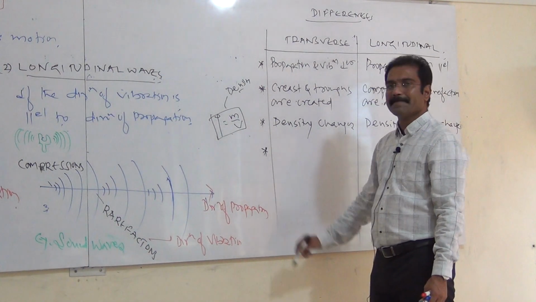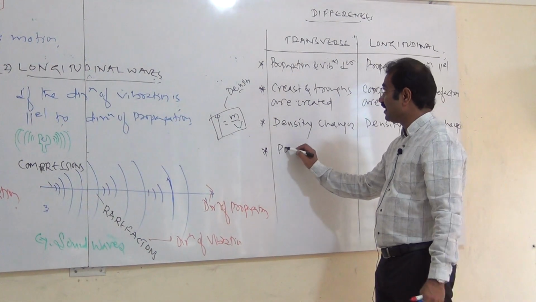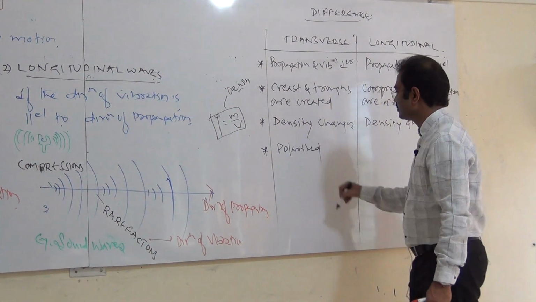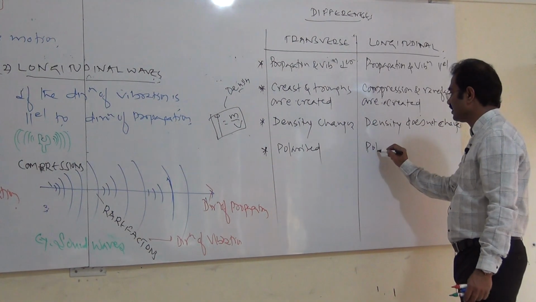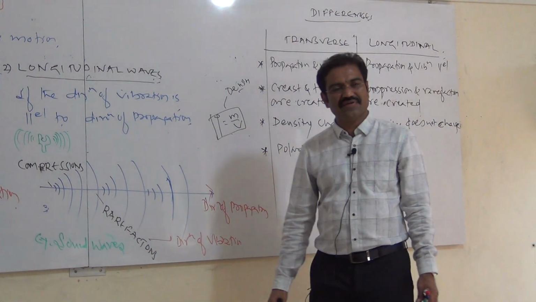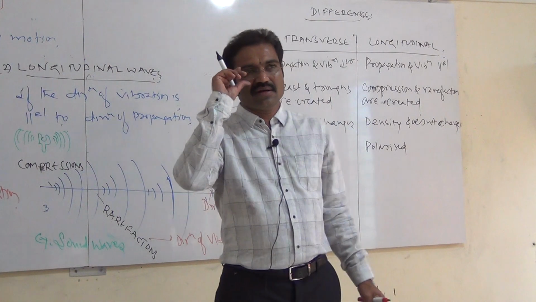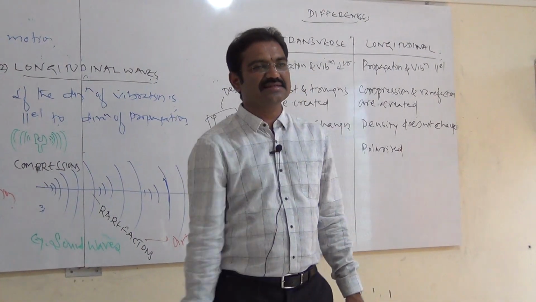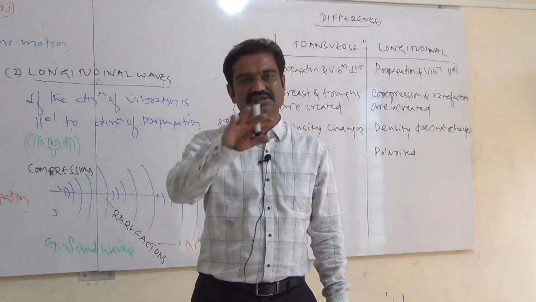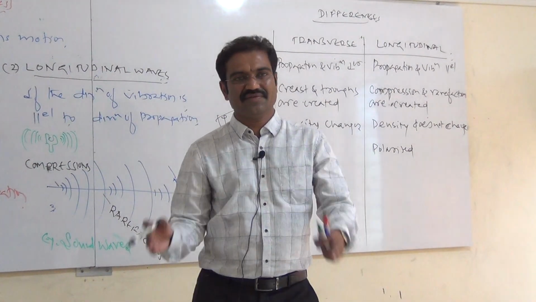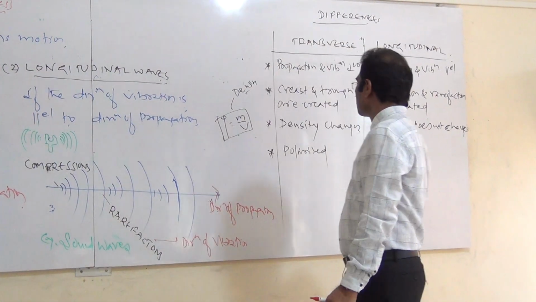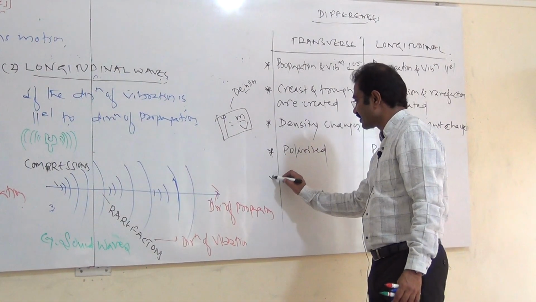Next point, these can be polarized, but these cannot be polarized. Polarized means you will have that definition in second year. Polarization, there is one concept that is called polarization. It is a phenomenon of restricting the components to a single plane. There we restrict to the single plane. We call that polarization.